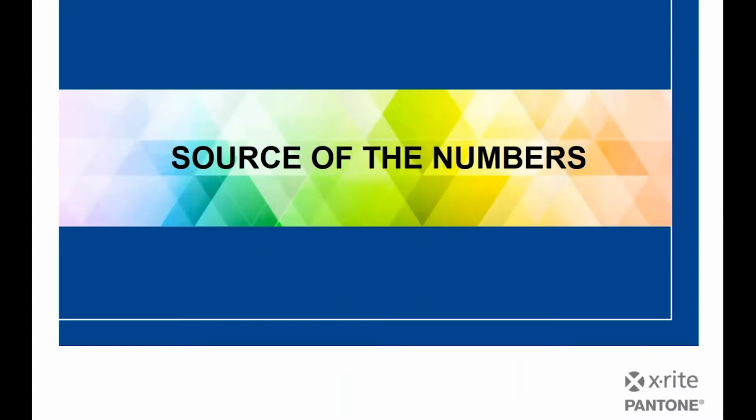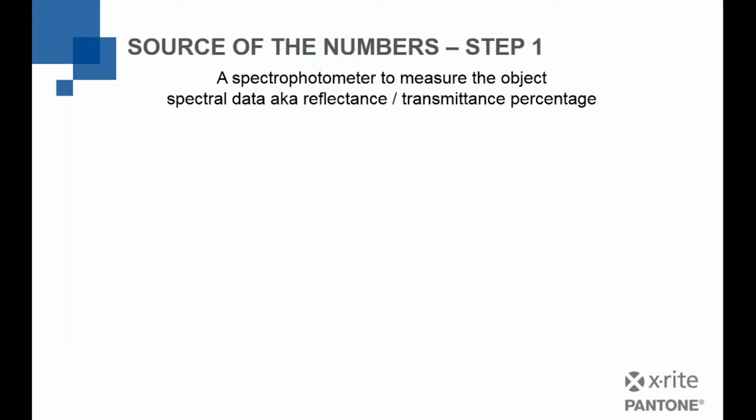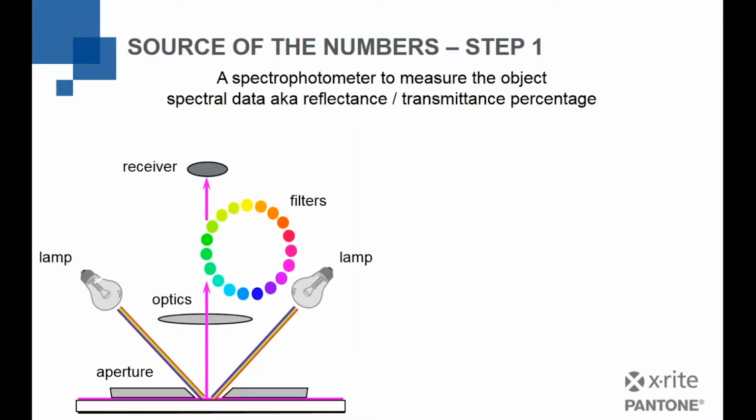So let's talk about the source of the numbers. There's really 3 steps involved here. And the first step is using a spectrophotometer to measure the object, and we're going to obtain spectral data, also known as reflectance or transmittance percentage. So a spectrophotometer, a simple view of one, there's lots of different ways they can be configured from how the light is presented, but basically, a spectrophotometer shines a light on an object.